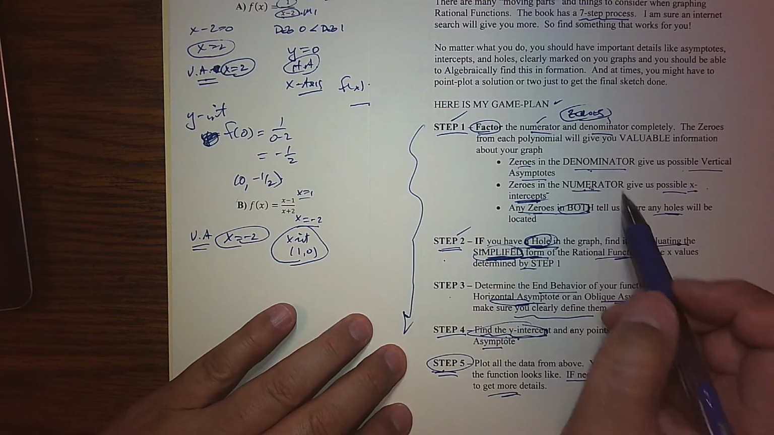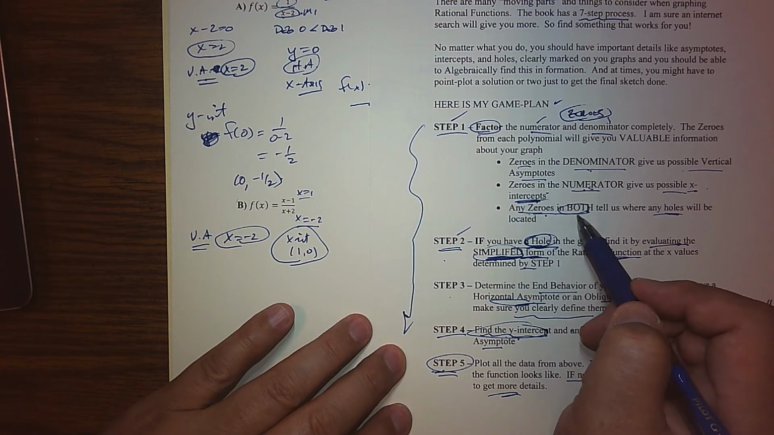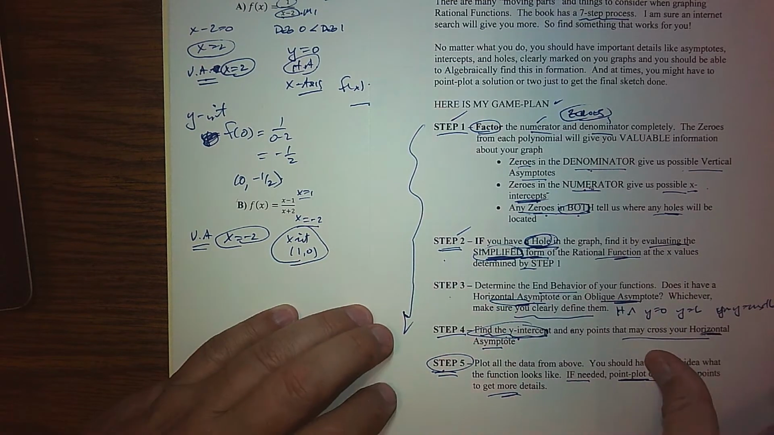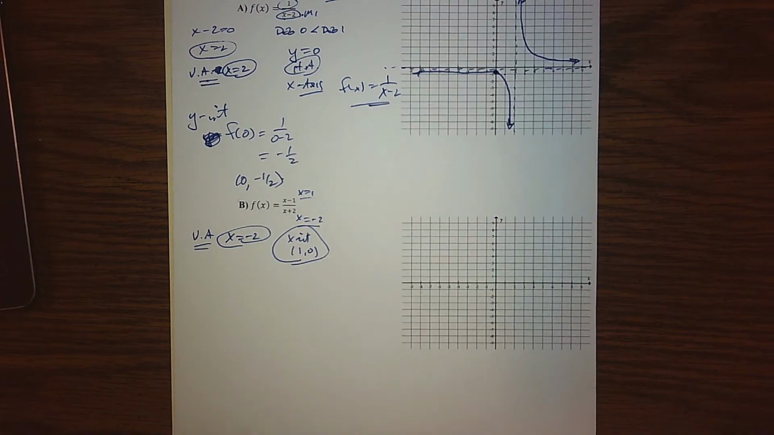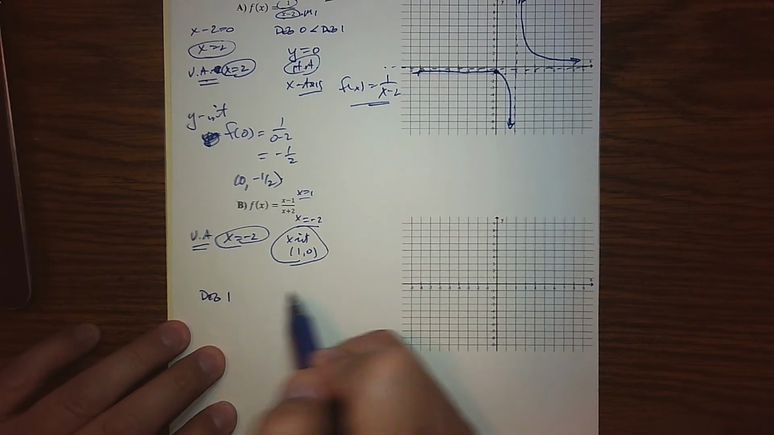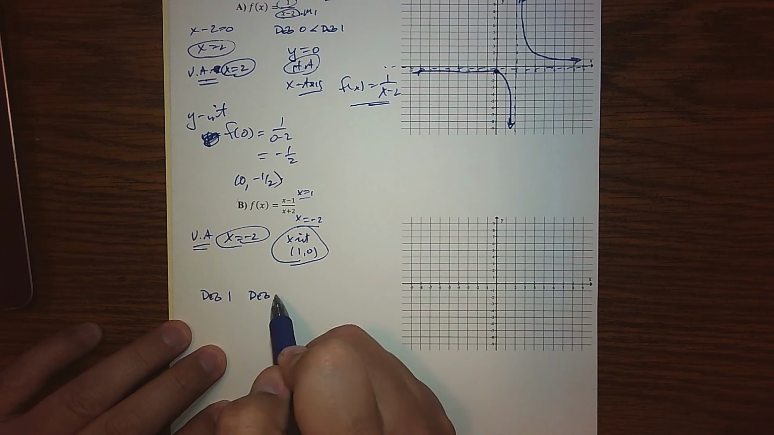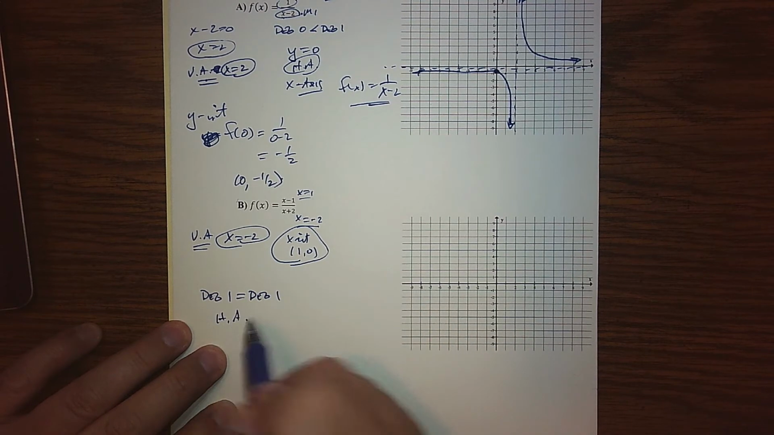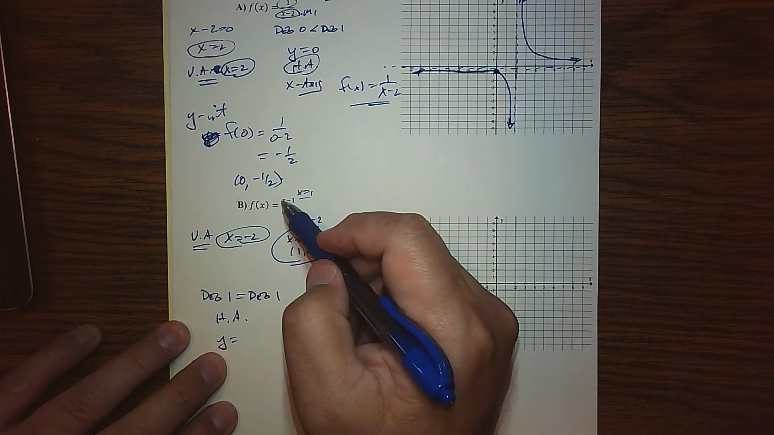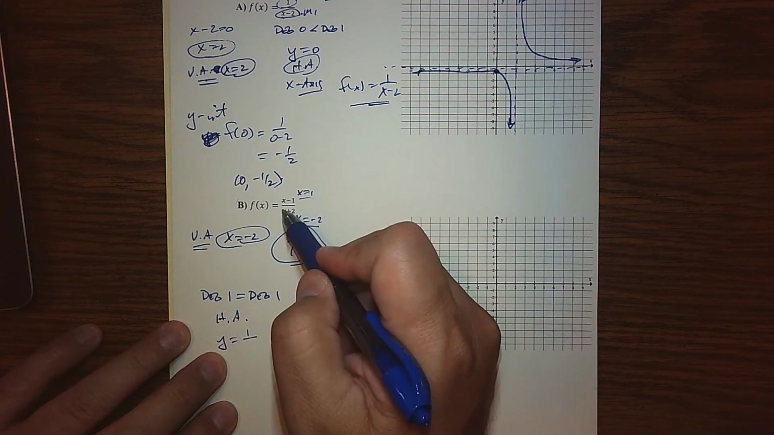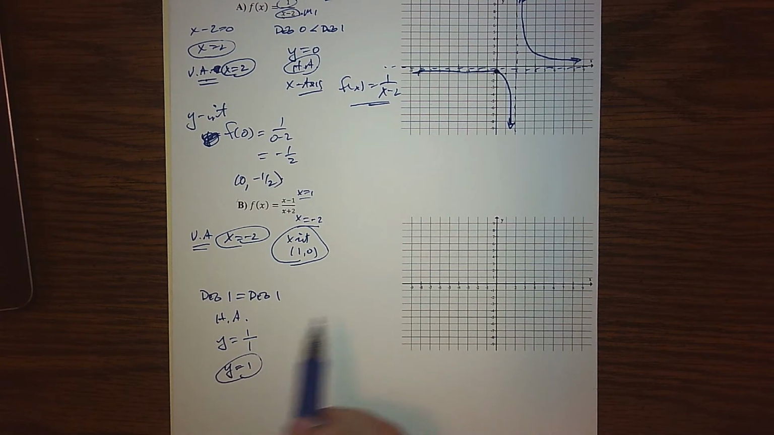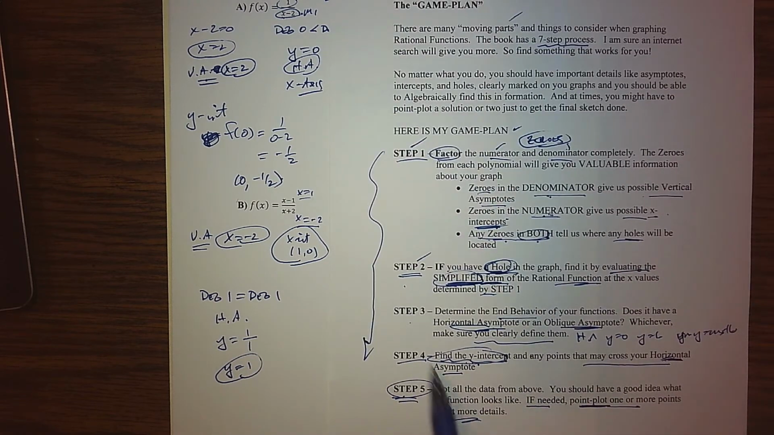Step 2 is irrelevant because there was not a 0 in both, so we don't have to worry about that at all. What's the end behavior? Well, in this case, the degree is 1 in the numerator and the degree is 1 in the denominator, so they're equal. So we have a horizontal asymptote, and we take the lead coefficient, which is 1, divide it by the lead coefficient, which is 1, and so my horizontal asymptote is y equals 1. So there's my step 3.